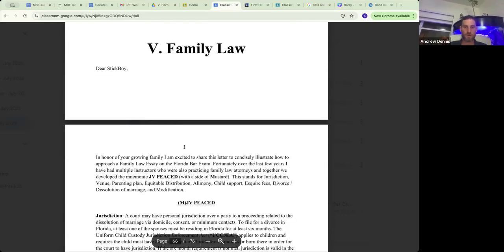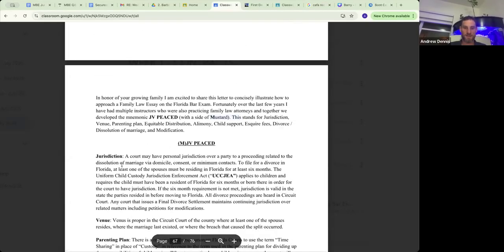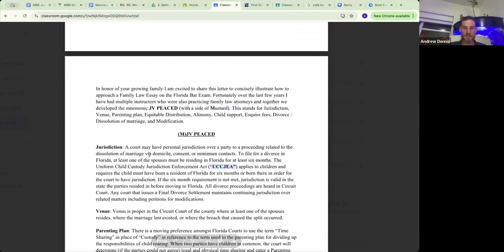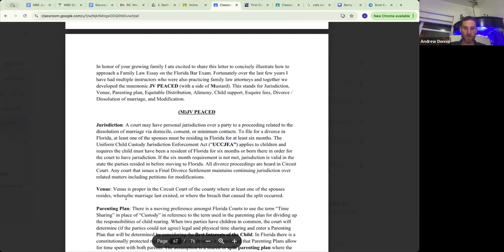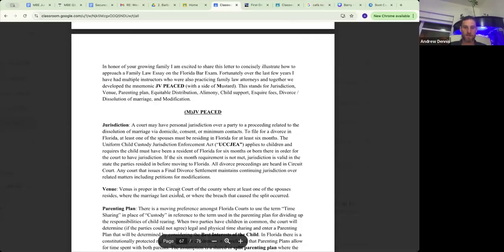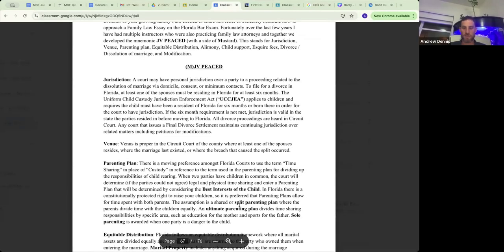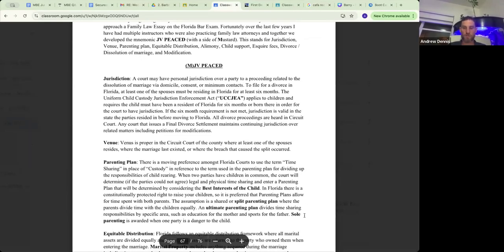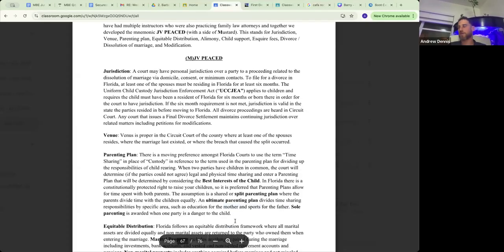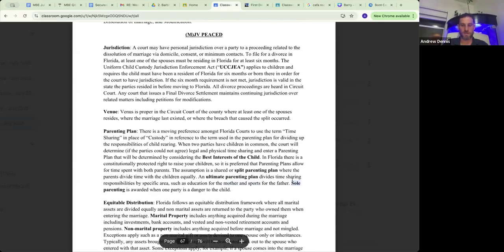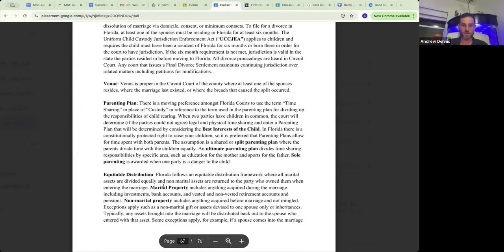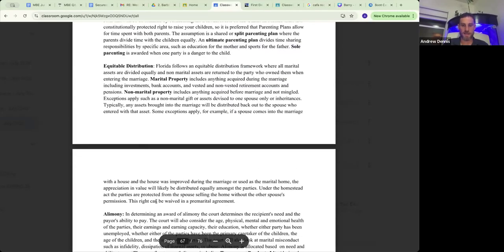And then family law, MJ pieced with the side of mustard, right? Jurisdiction, the UCCJEA, Uniform Child Custody Jurisdiction Enforcement Act, right, where they live for at least 6 months. Venue, where at least one of the spouses resides, where the marriage last existed, or where the breach occurred. Parenting plan, best interest of the child. Split, ultimate, sole parenting, but sole parenting only when they're a danger to the child. There is a constitutional right to be involved in the upbringing of your child, so that would be a really serious measure. Equitable distribution, talking about marital and non-marital property and splitting it.